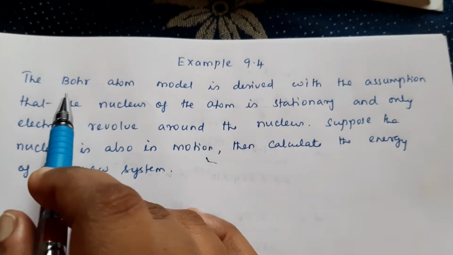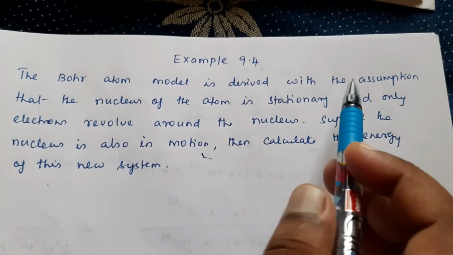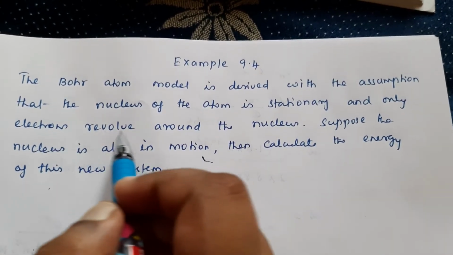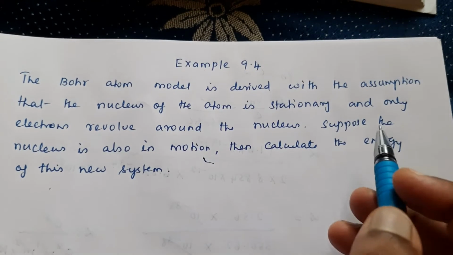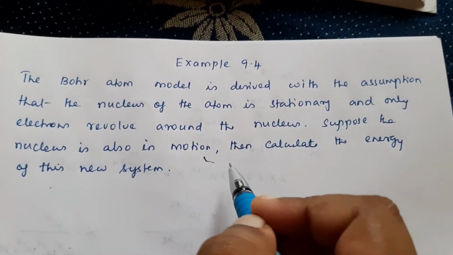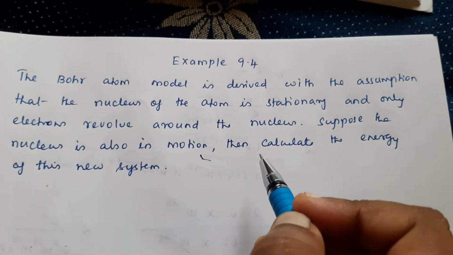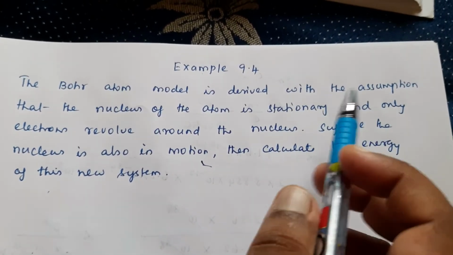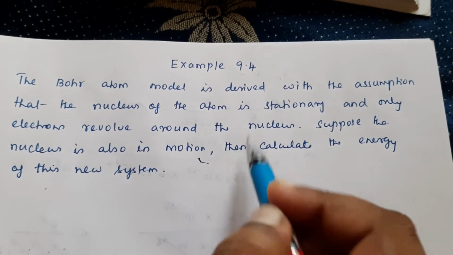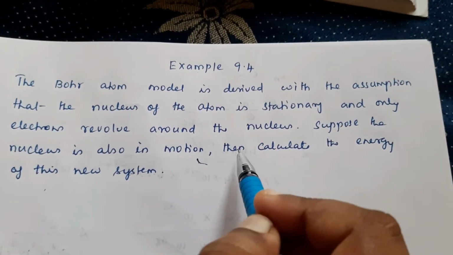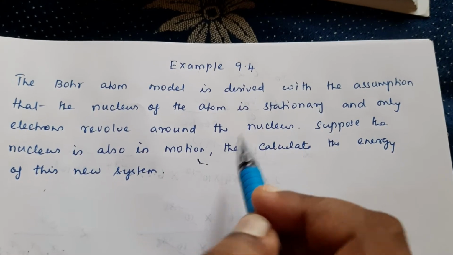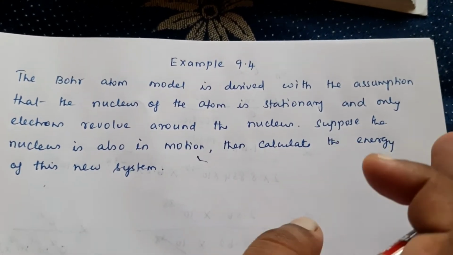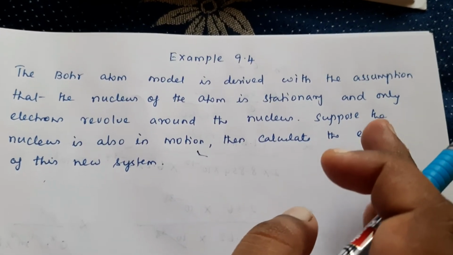Example 9.4. The Bohr atom model is derived with the assumption that the nucleus of the atom is stationary and only electrons revolve around the nucleus. Suppose the nucleus is also in motion, then calculate the energy of this new system. Okay, so that is the assumption for the Bohr atom model: only electrons are revolving around the nucleus and the nucleus remains stationary. Suppose the nucleus is also in motion, we have to calculate the energy of the new system.